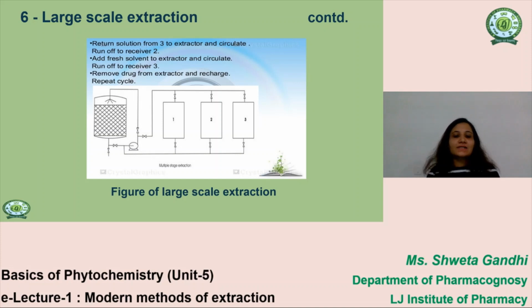In large scale extraction, you are seeing multiple stage extraction. The same extraction is repeated in multiple stages. Return solution from 3 to the extractor, receiver 2, receiver 3, receiver 1. This is the assembly you are seeing, in which the drug is there, and proper vents are there.